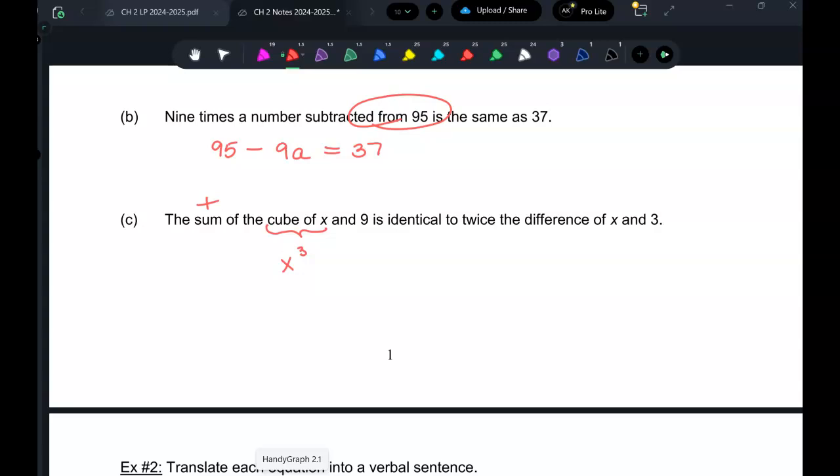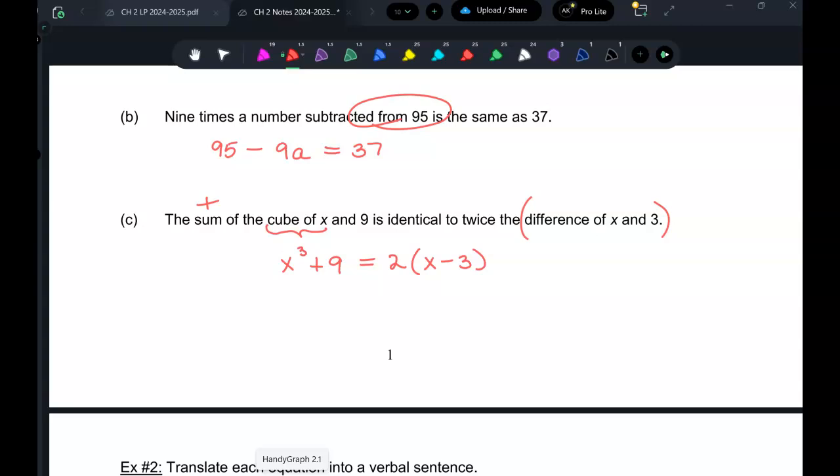Okay, so x with a little 3 and 9. What does that mean we're going to do? Plus. Good. What do we put for is? Equal to. So 2, twice the difference. So 2, parentheses x minus 3. Good. Okay. So again, when it says difference of x and a number, that's when we're going to put it in parentheses.